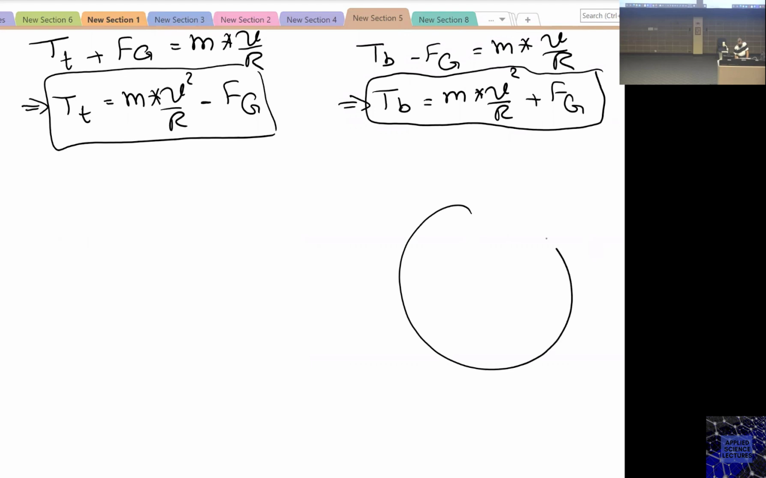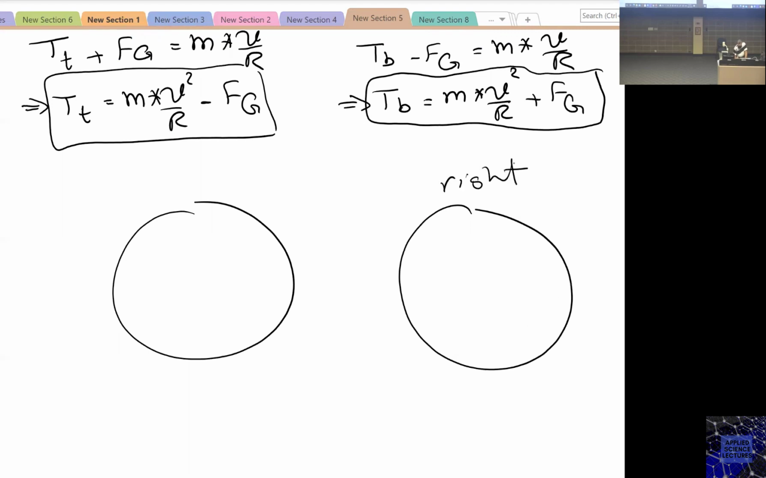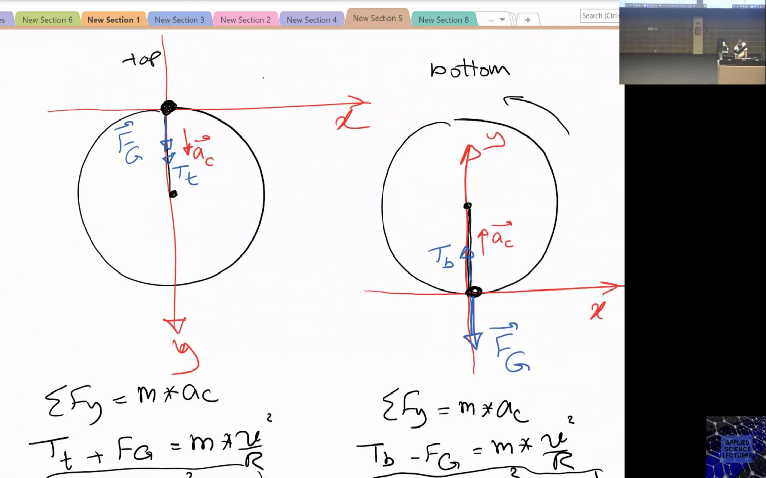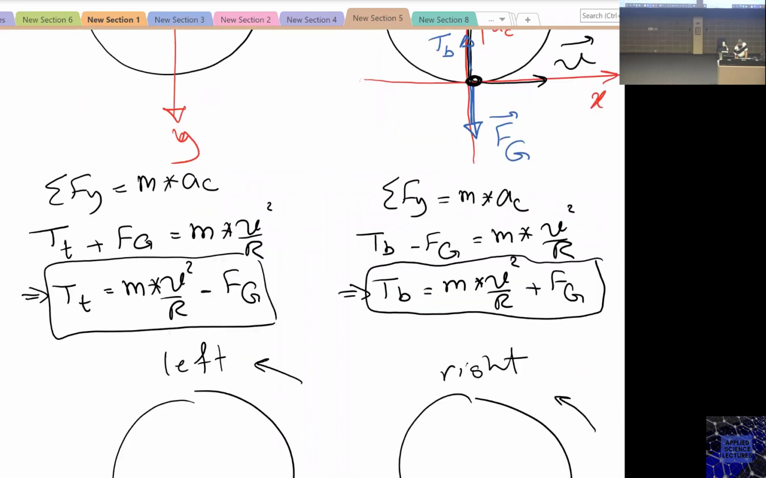I'll do that very quickly just to save some time. So I have the ball here to the right, and here to the left. Now, not to forget, the direction of the motion is going this way. So when you put the velocity, you make it tangential toward the motion. Keep this in mind.